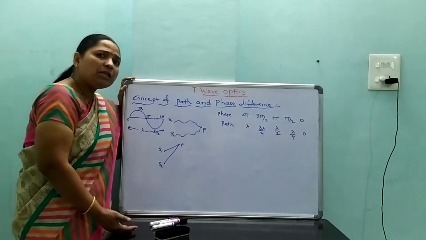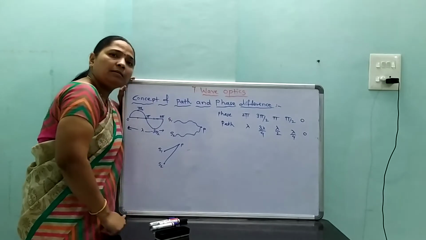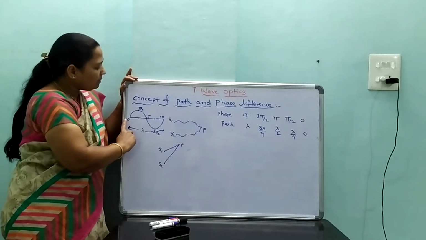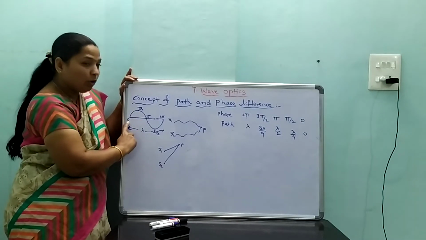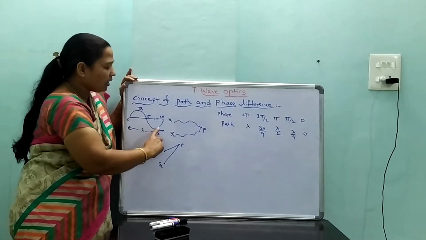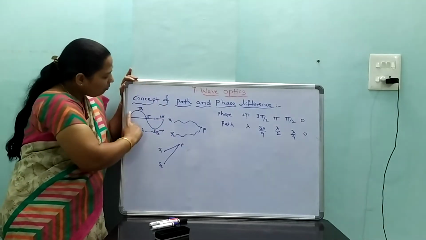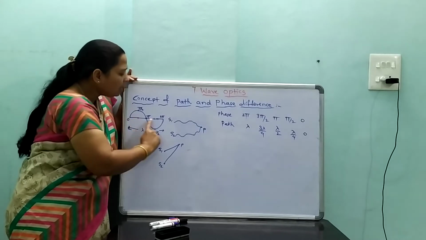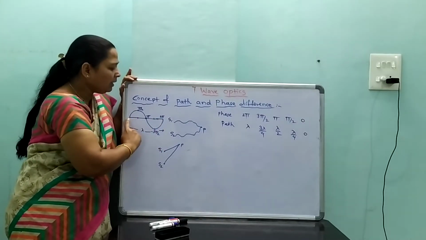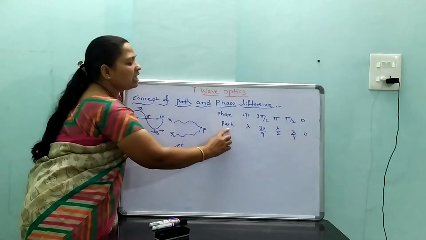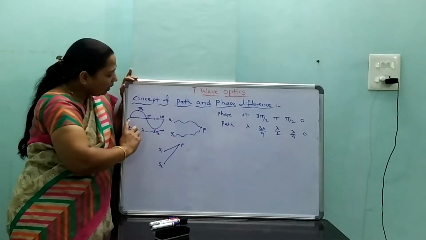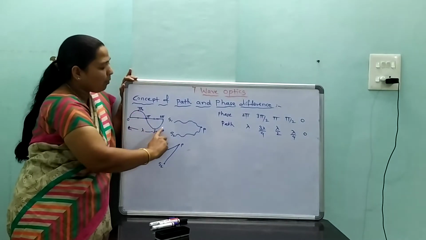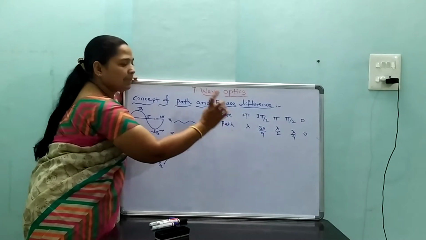What is the difference between path and phase? When a wave travels from its mean position, that is 0, to complete one oscillation or one vibration, it covers a distance. That distance is a linear quantity. Distance measured as a linear quantity is known as path. And when it is measured in angular form, then it is known as phase.